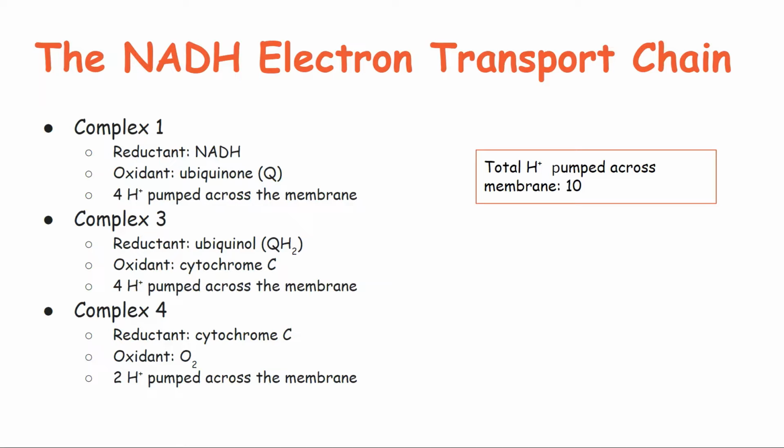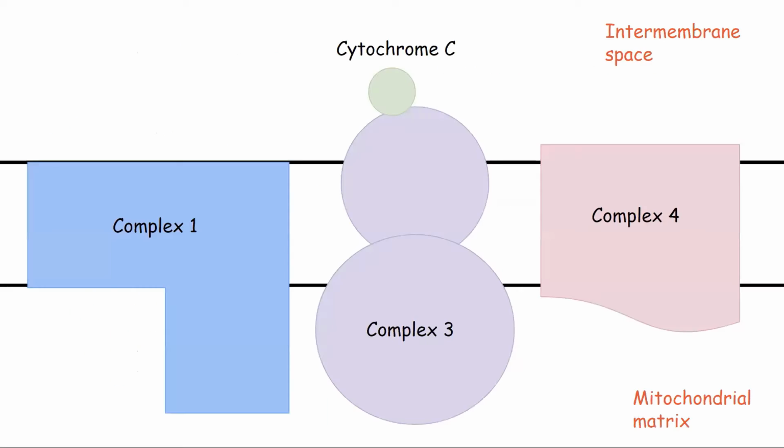In complex 3, the reductant is ubiquinol. The oxidant is cytochrome C, and 4 hydrogens are pumped across the membrane. In complex 4, we have cytochrome C as our reductant, oxygen is our oxidant, and 2 hydrogens are pumped across the membrane. In total, we are pumping 10 hydrogens across the membrane, and this will be important later on. So let's look at exactly how this happens.